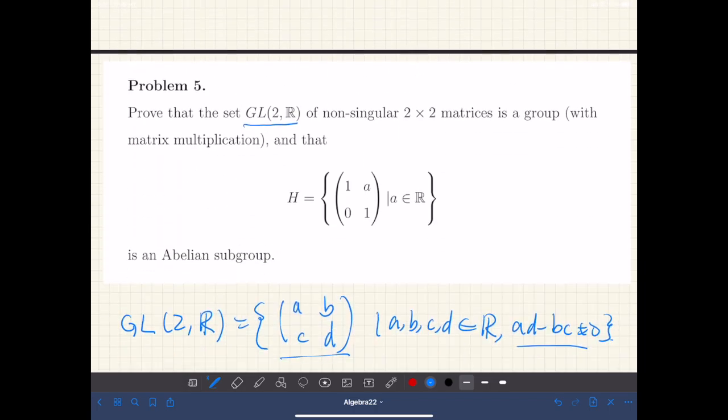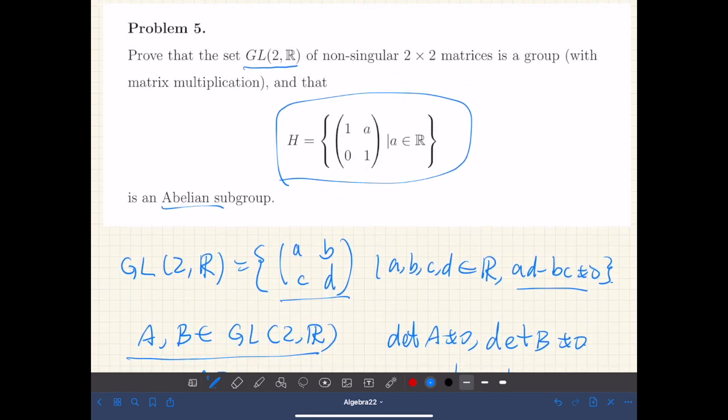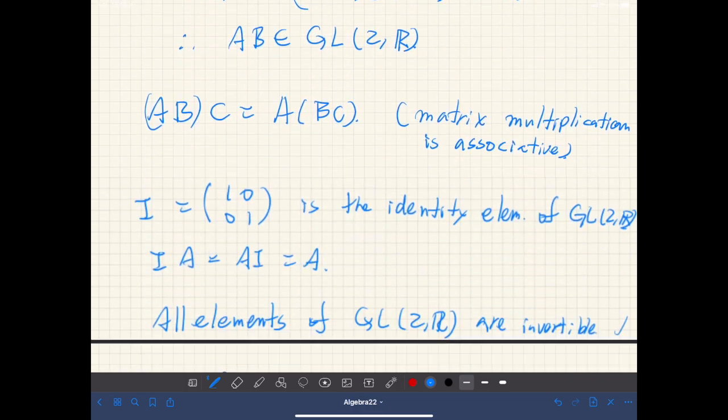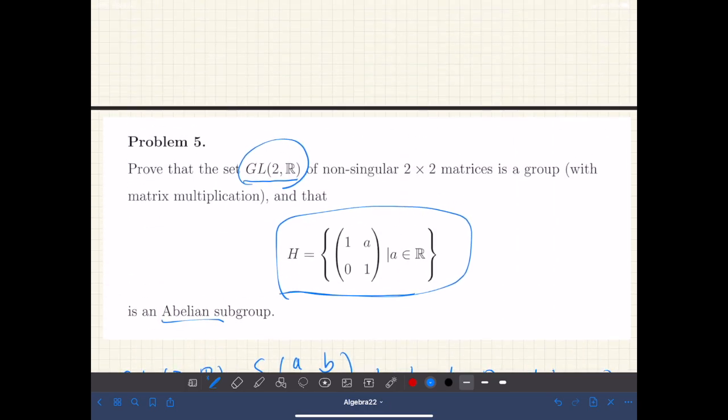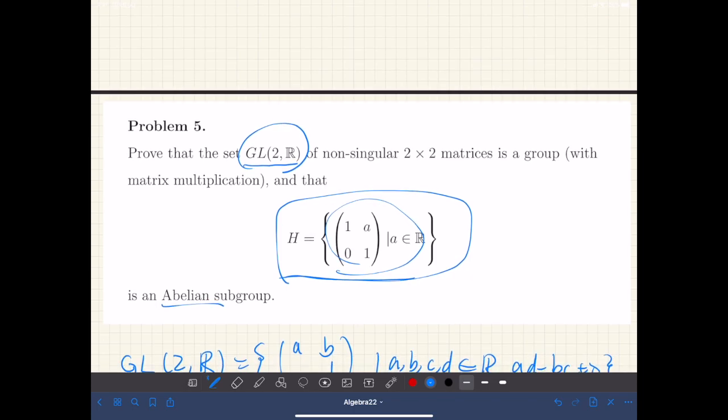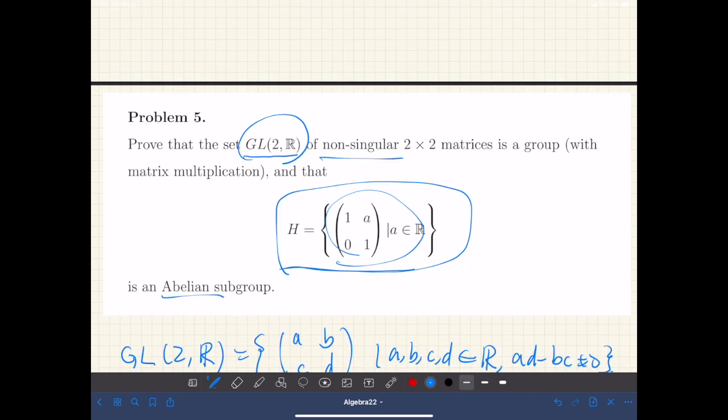And next, we show that this subset is a subgroup of GL2(R) that is also abelian, that means commutative. First of all, we need to check this set is indeed a subset of GL2(R). This is a 2 by 2 real matrix, that's for sure. And is this non-singular? Yes, the determinant is always 1 times 1 minus 0, so that is 1, so it's non-zero. Therefore, this is a subset of GL2(R).